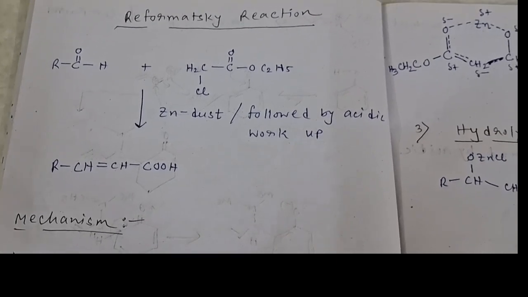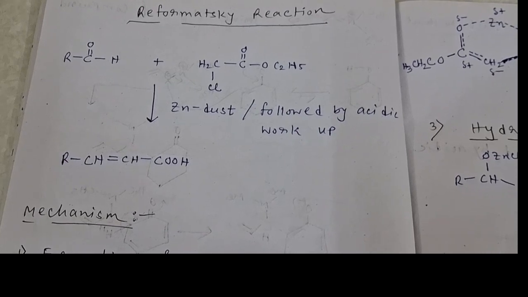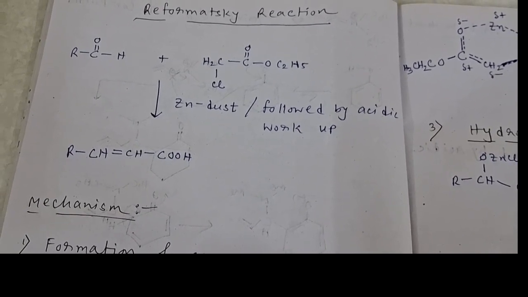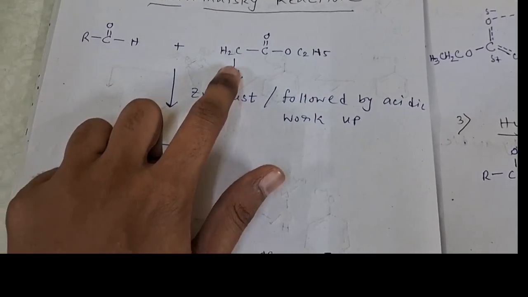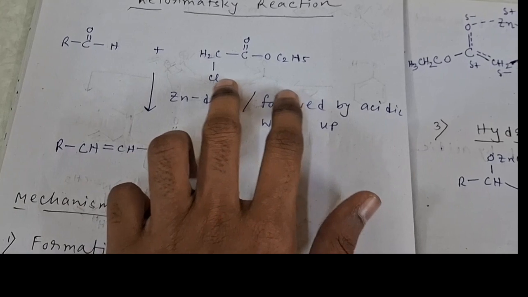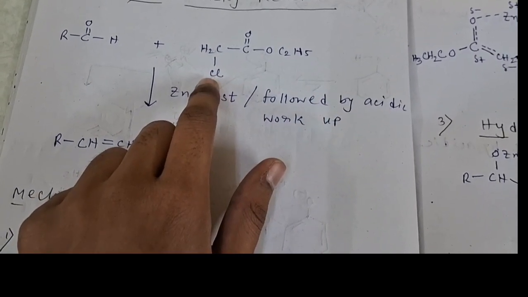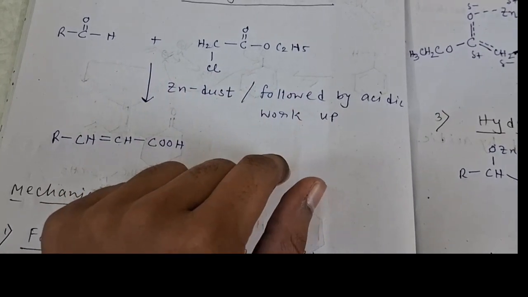So today in this video I have shown you another name reaction known as Reformatsky reaction. For performing this reaction we need two different types of molecule. One is aldehyde and another is alpha haloester. Here you can see an ester group present and chlorine connected with the carbon present at alpha position with respect to the functional ester group.